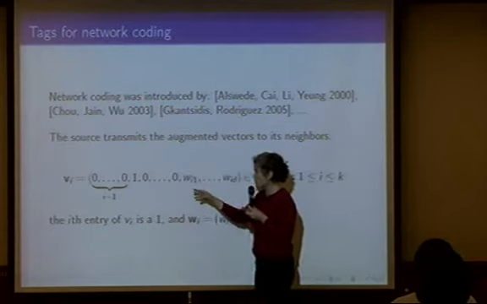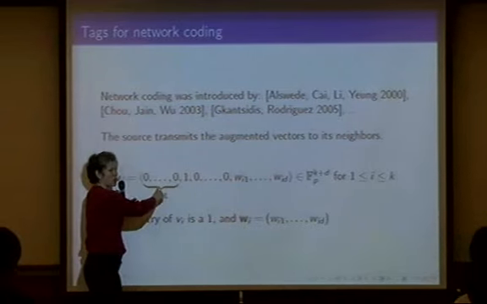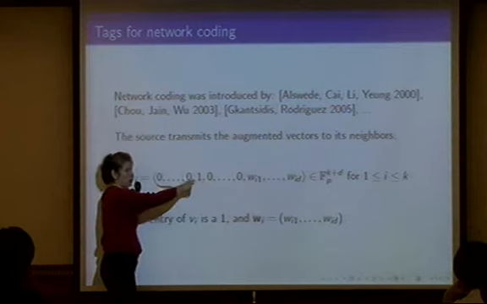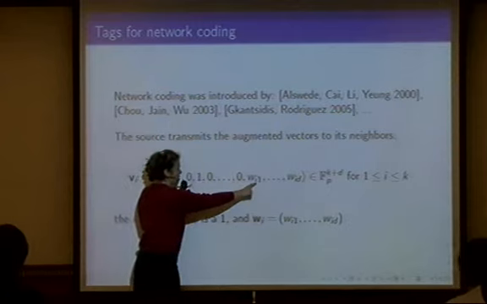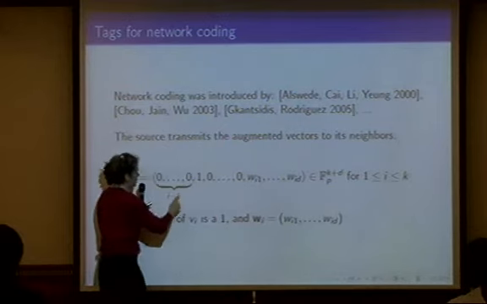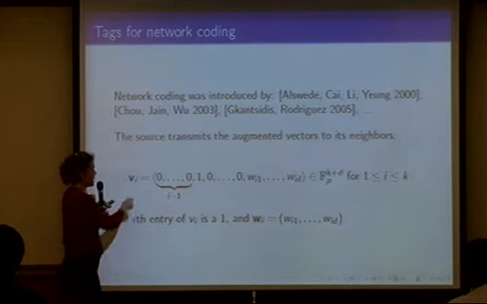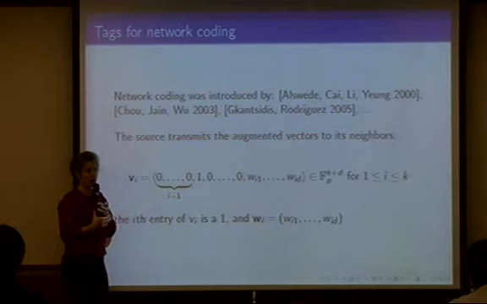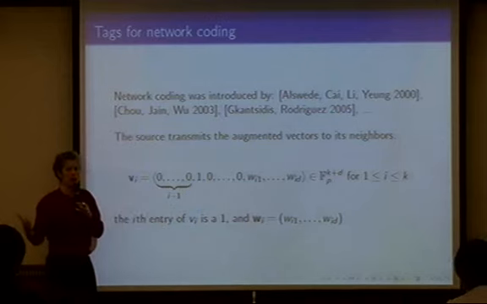And then the first K bits here are just used to tell which chunk you are looking at. So here, if you have the ith vector out of the K vectors, the ith chunk, you put a 1 in the ith column. So these vectors encode not just the chunk of the file, but also a tag, or linear information, that tells you which chunk you have.